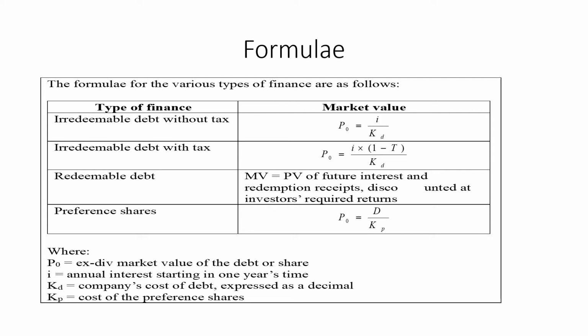In this formula, P naught is the ex-dividend market value of the debt or share. I is annual interest starting in one period's time. KD is the company's cost of debt expressed as a decimal, and KP is the cost of preferred shares, or return on preferred shares.